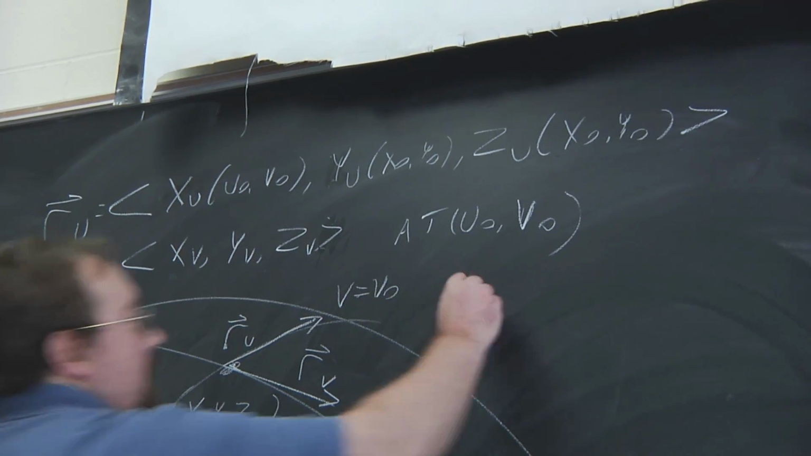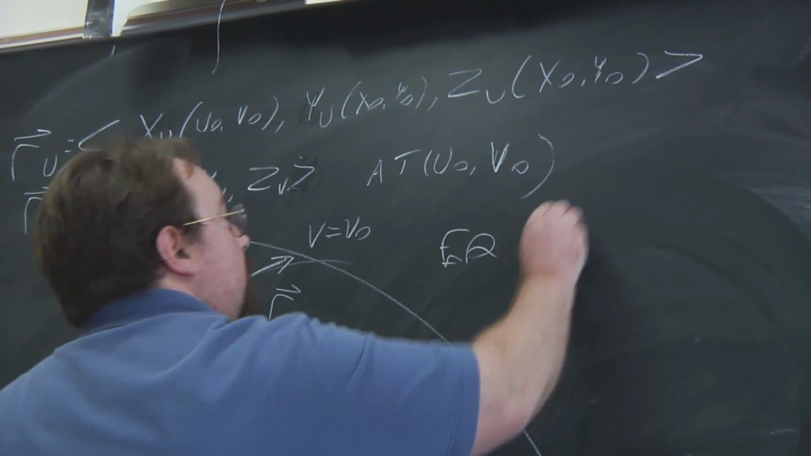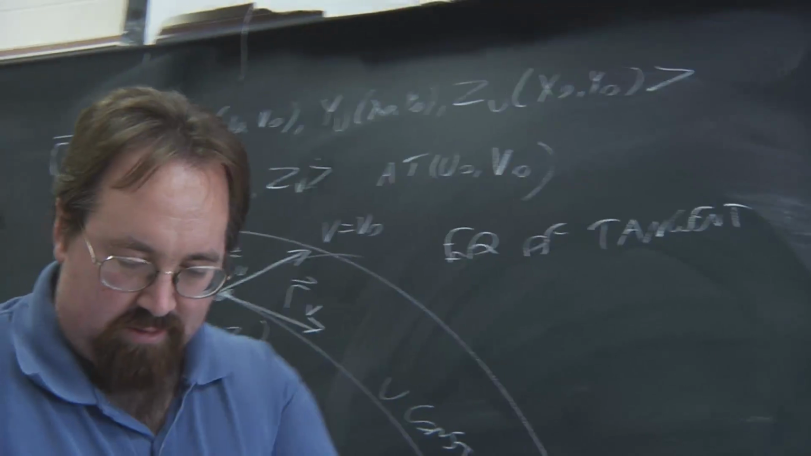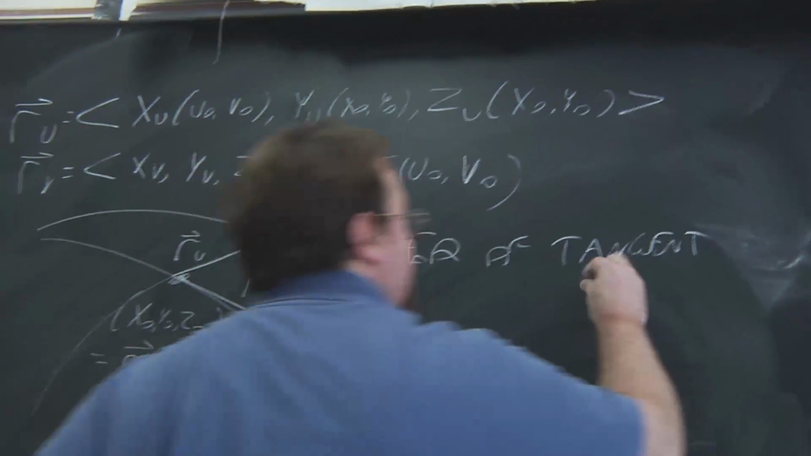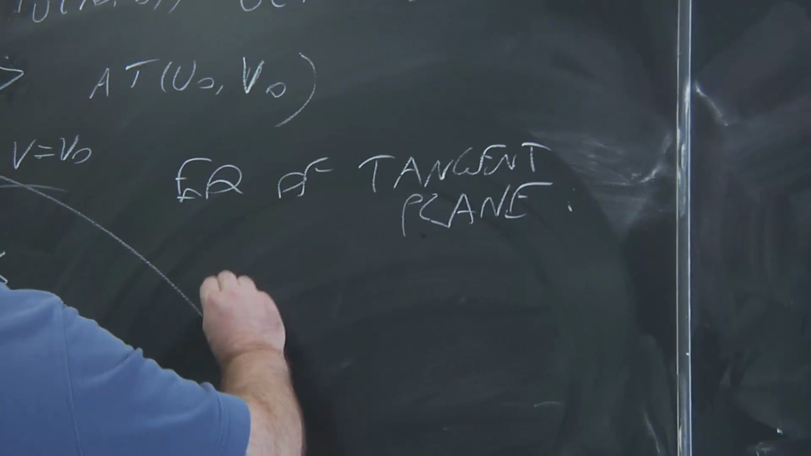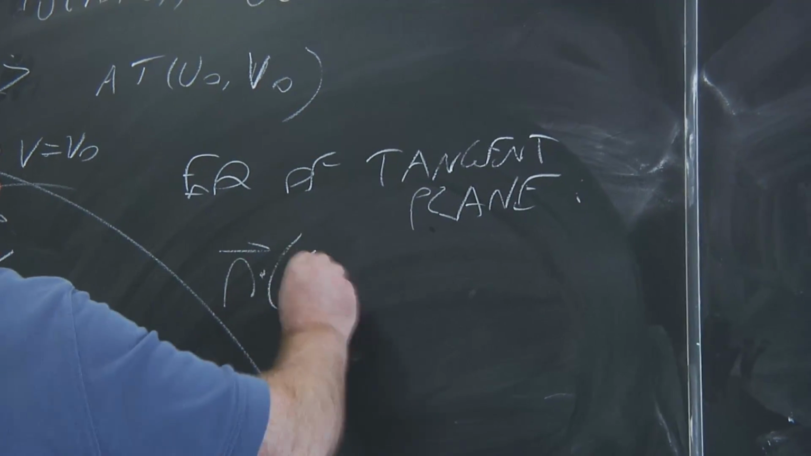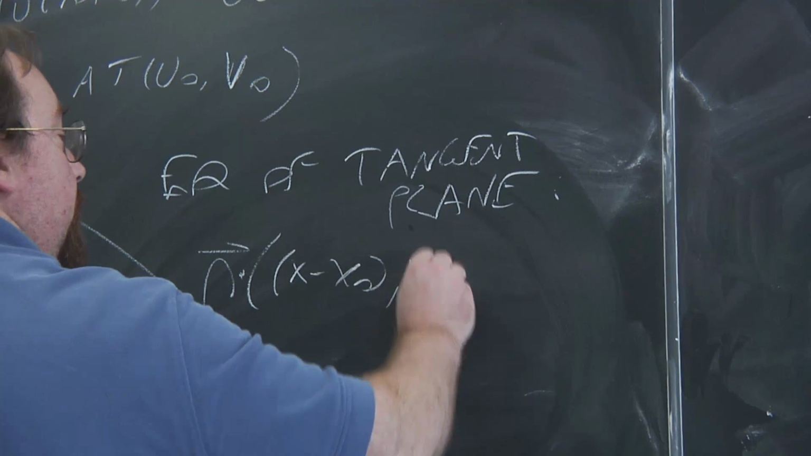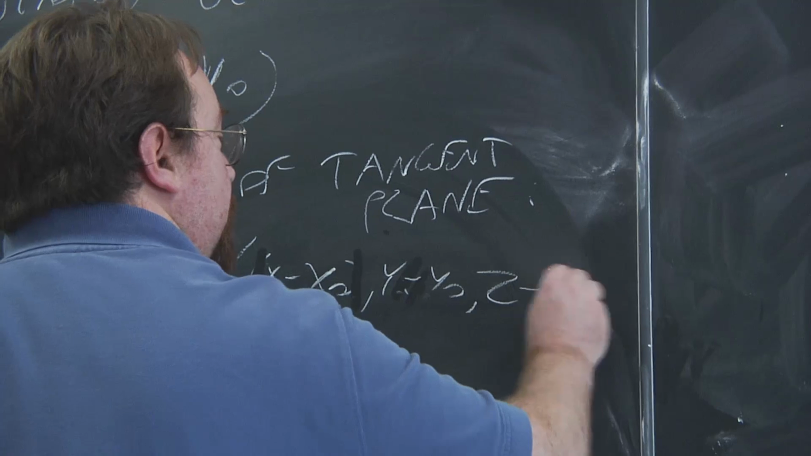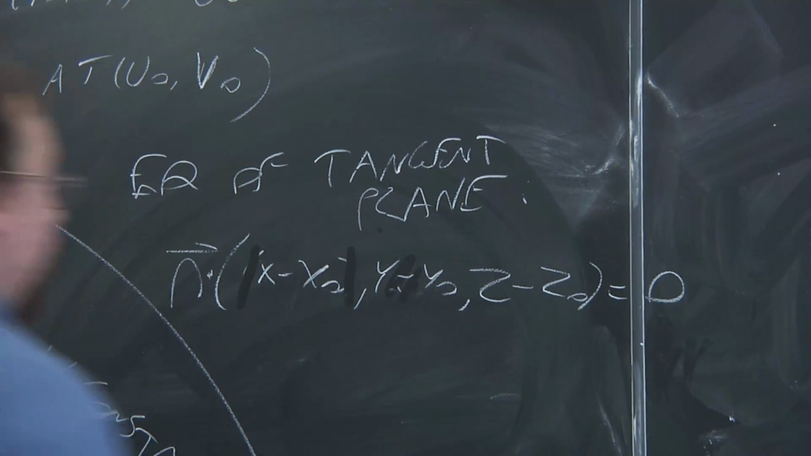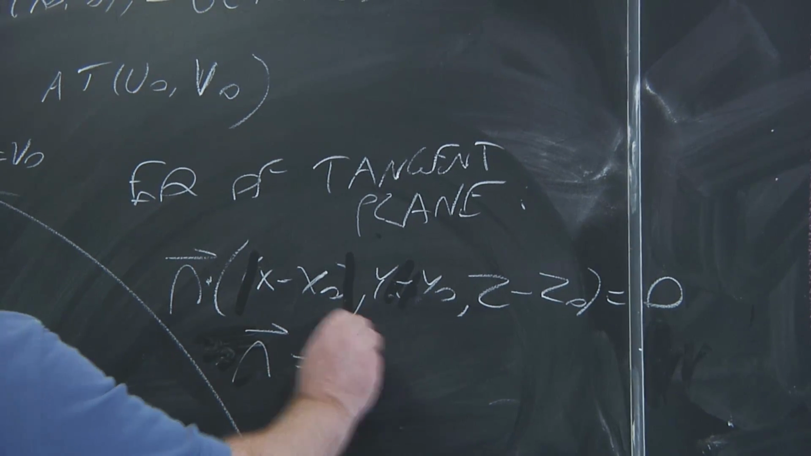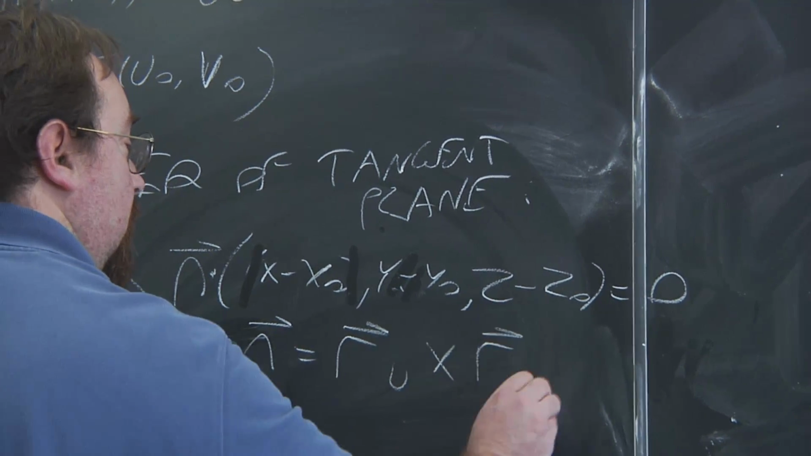So, the equation of a tangent plane is the normal vector dotted with the vector x minus x naught, y minus y naught, z minus z naught, equal to 0. And n is the cross product of RU and RV.